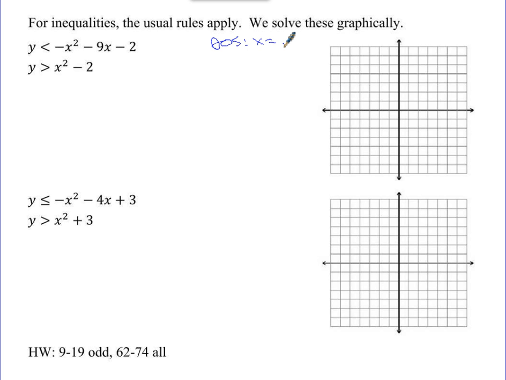X equals what? Negative 9 divided by 2 times negative 1, which is negative 2. So negative 9 halves, negative 4 1/2. Negative 1, 2, 3, 4 1/2. Here's your axis of symmetry.